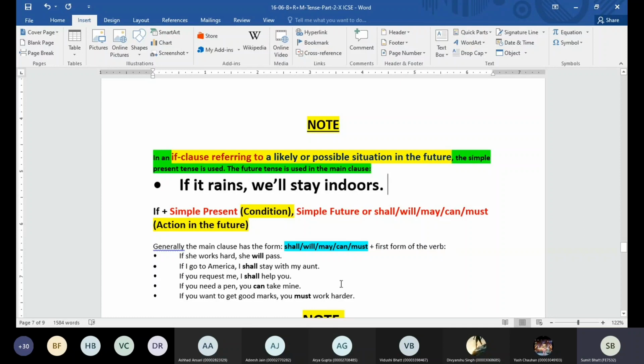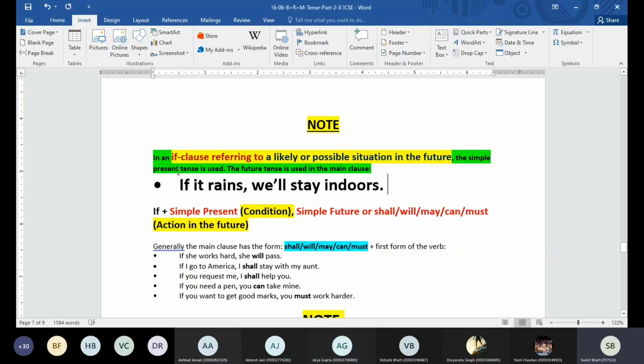If I go to America, I shall stay with my aunt. If you request me, I shall help you. If you need a pen, you can take mine. Or if you want to get good marks, you must work harder. But can I say if you will want to get good marks, you must work harder? Will that be right? That is going to be incorrect.